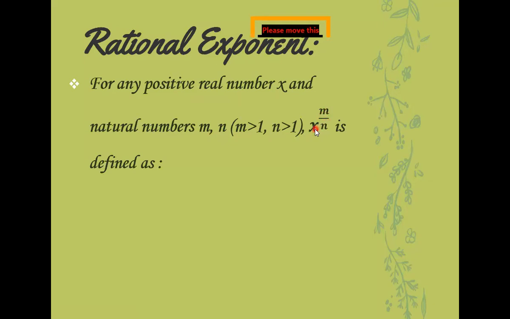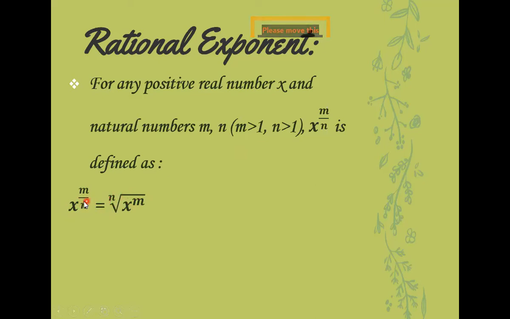If you have this thing x to the power m upon n, it will be defined like this. What do you have here, x to the power m upon n? What does this n mean? Basically this n means the nth root. This is the nth root of x, and the power of x will be m. Basically this is 1 upon n, so this n is the nth root of x.